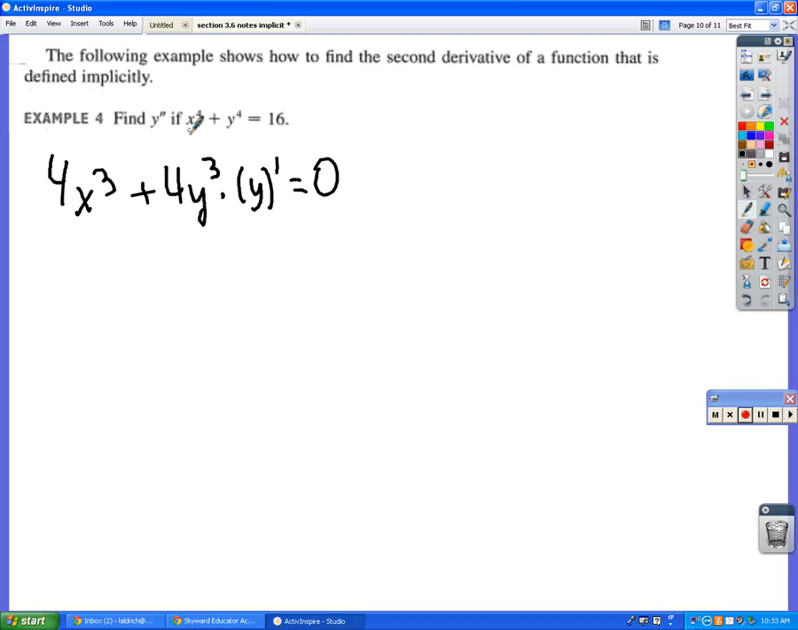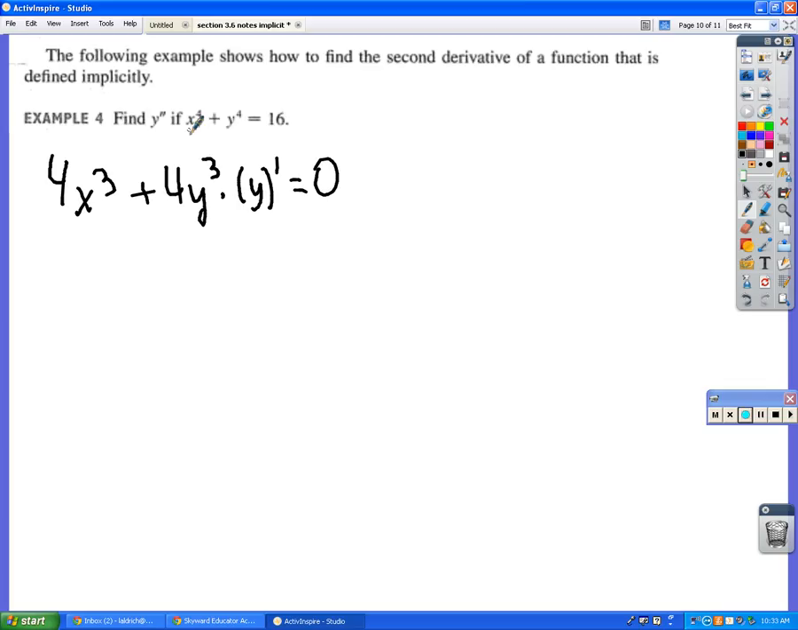Okay, now that we have that figured out, what do we have to do next? Derivative again? No, not yet. What do we have to do first? Solve for y prime. Right, we have to solve for y prime, because you could go through and do the chain rule and the product rule and all that, but it's going to be messy. It would be easier to solve. It's messy enough as it is here.